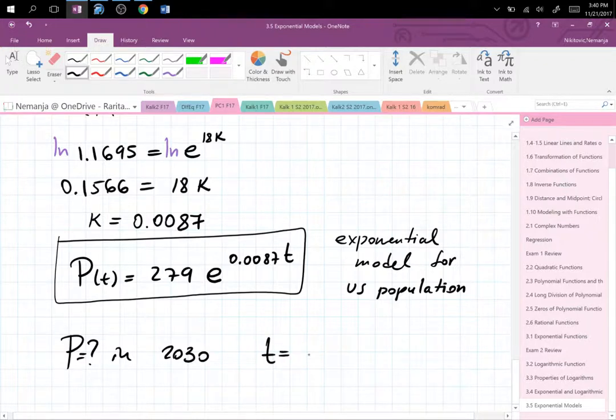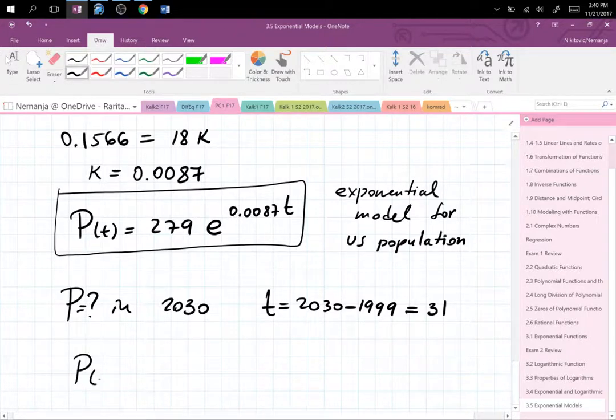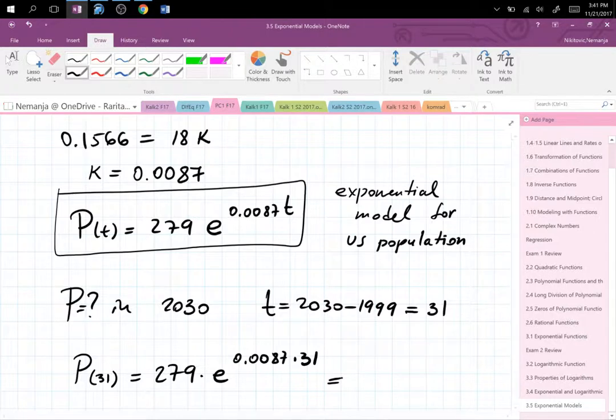So t is 2030 minus 1999, which is 31. And the population that we are looking for is when we plug in 31, which is 279 times e to the 0.0087 times 31. And now you plug all of this into your calculator, and you get the answer. The approximate population is going to be 365.4 million.